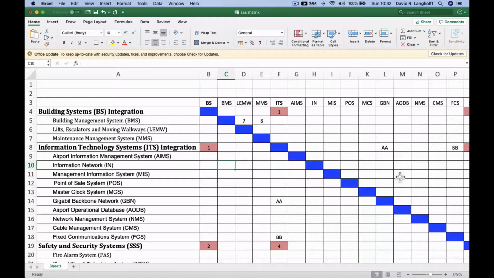Okay, quite simply, now you know that your detailed design document or your interface control document is going to be labeled perhaps ITS-GBN interface AA. Okay, so now you know you have to get sign-offs and agreements between the GBN and the ITS, where the AA intersects. So in other words, you need two signatures on your design document.